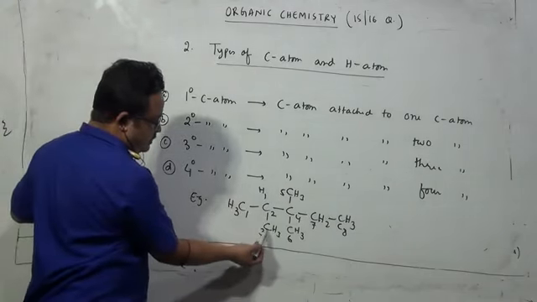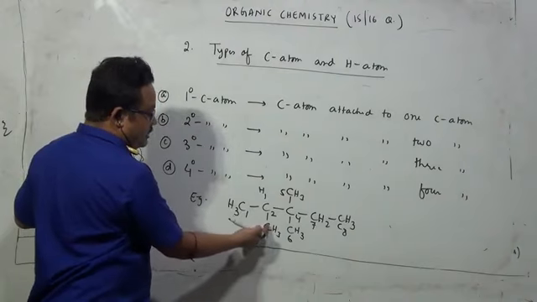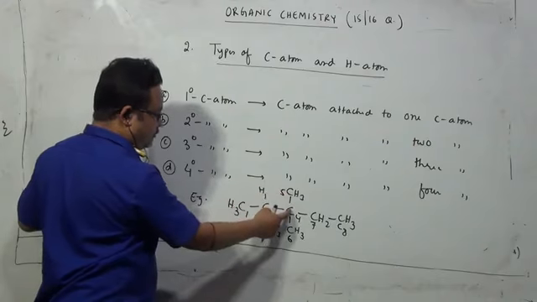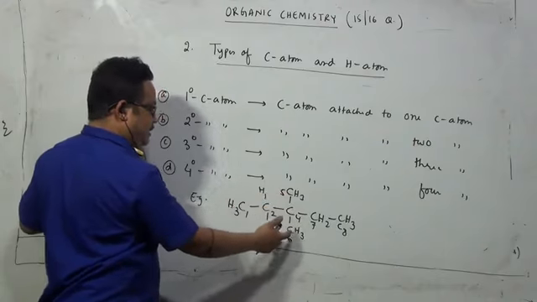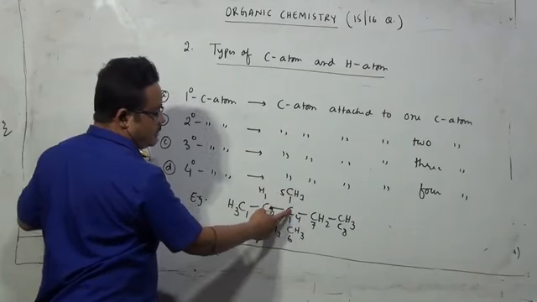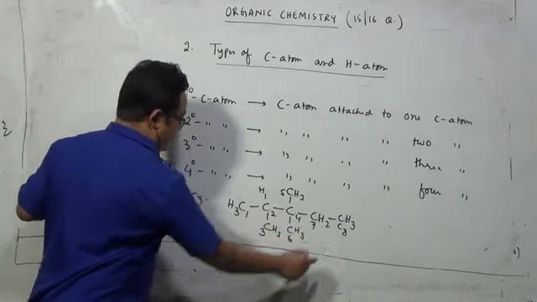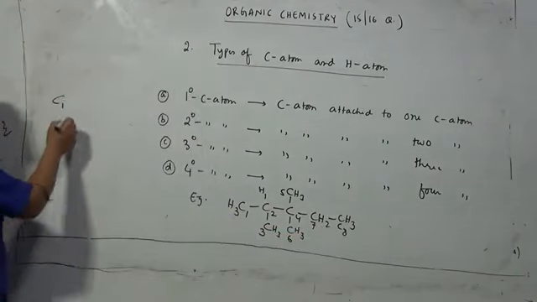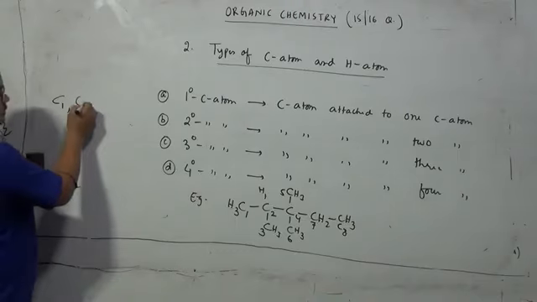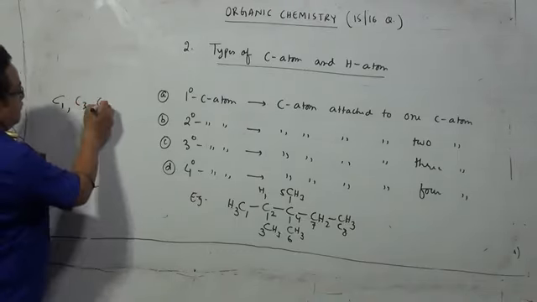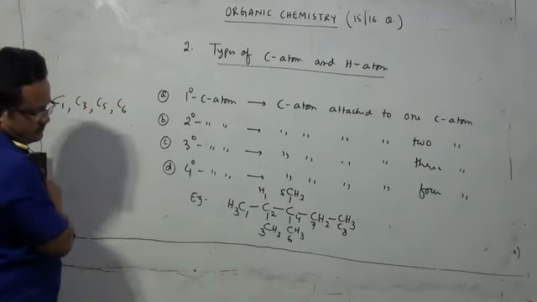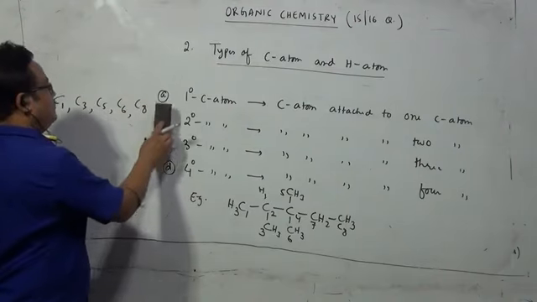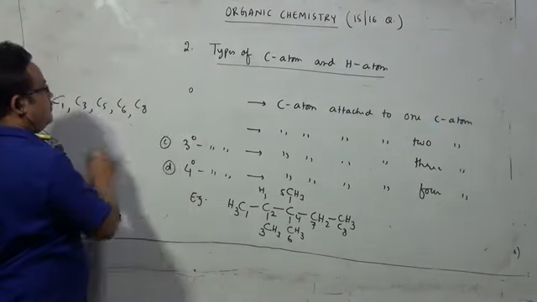And carbon number 3 is also primary because it is attached to only one carbon. Carbon number 5 is also primary, attached to only one carbon. Carbon number 6 is also primary, attached to one carbon, and carbon number 8 is primary. So carbon numbers 1, 3, 5, 6 and 8 are all primary.